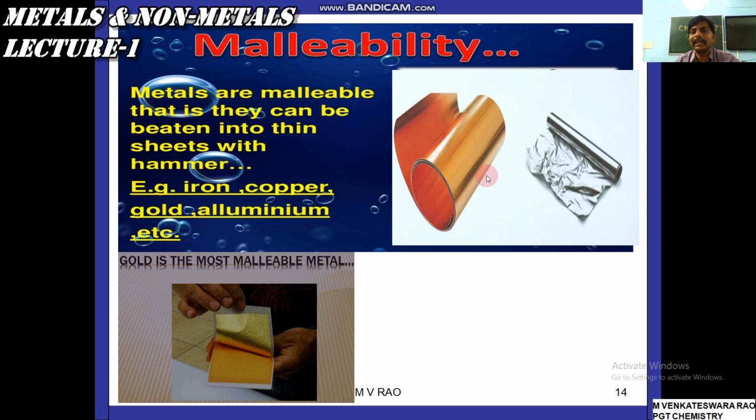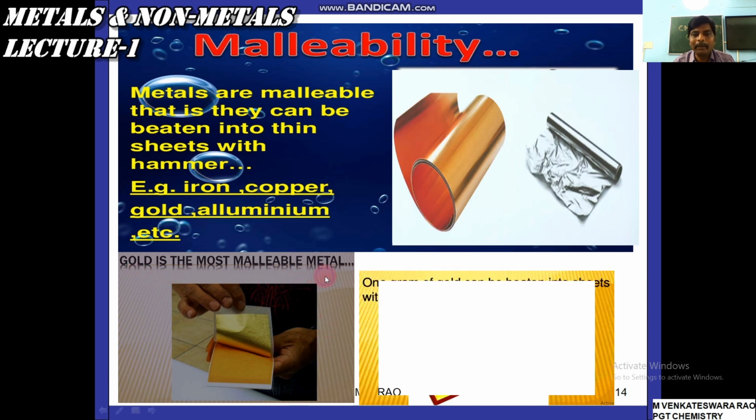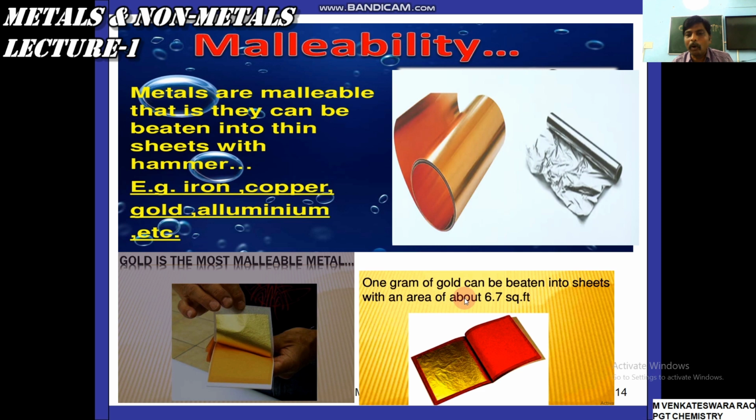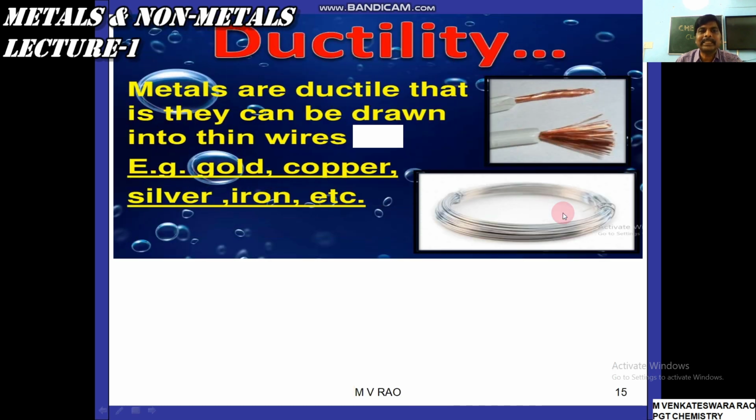So this is called the malleability property. Gold is the most malleable metal. 1 gram of gold can be beaten into sheets with an area of about 6.7 square feet. So metals can be beaten into thin sheets. This is called malleability. Next property, ductility.